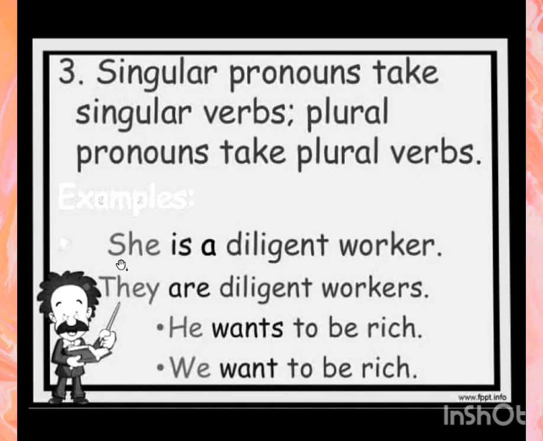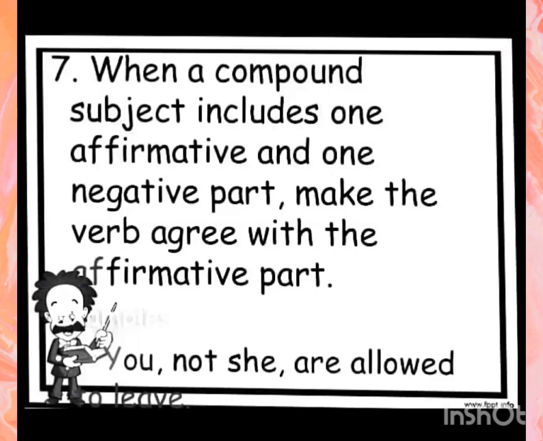She is, she is. They are, they are. He wants to be rich, we want to be rich. He again singular, so we have wants. We again plural, so we have only want. These are the basic things which you have to remember and avoid committing mistakes.